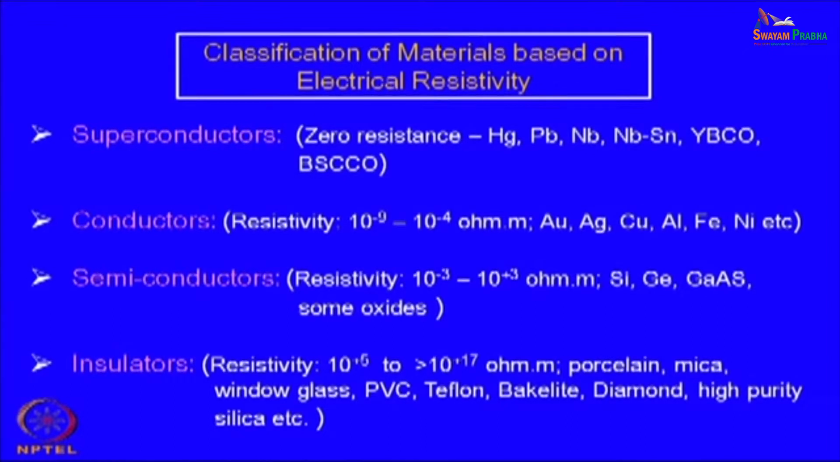The first that comes is porcelain. You know, porcelain has been used as an insulator in the electrical power industry for a long time, because it is a good insulating material and it insulates one conductor from the other. Mica, window glass, PVC, polymer, Teflon, which is also a polymer, bakelite, diamond and high purity silica. All of them have very high electrical resistivity and a good insulating property. So, they have been categorized as insulators.